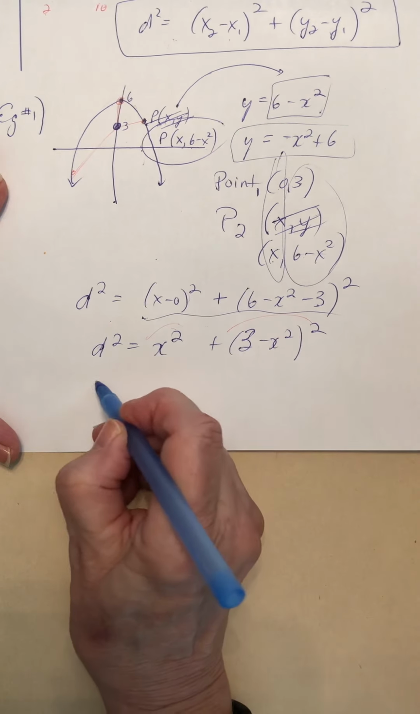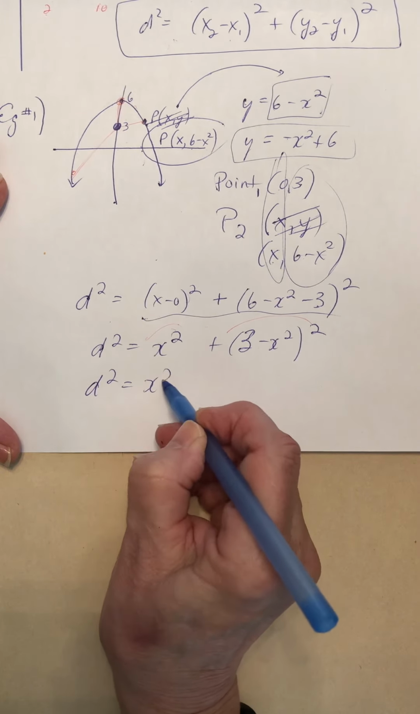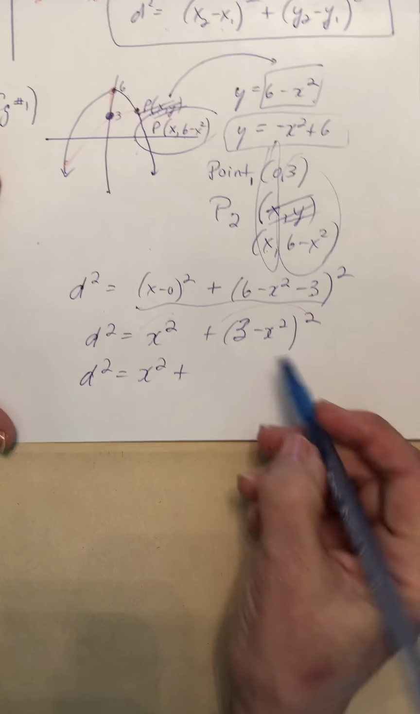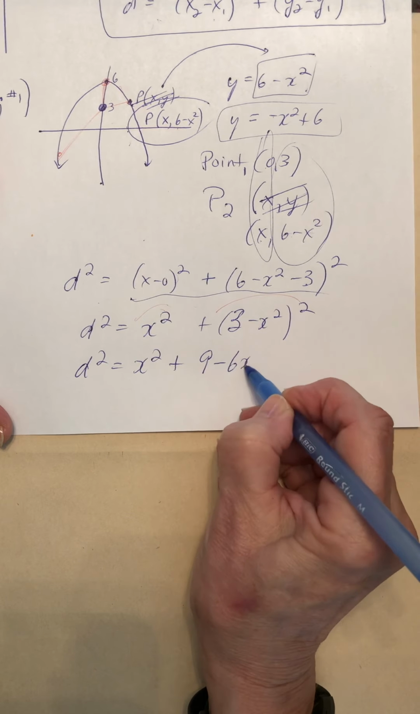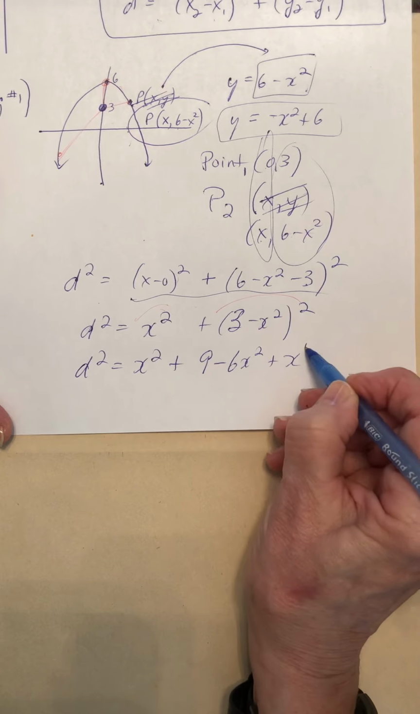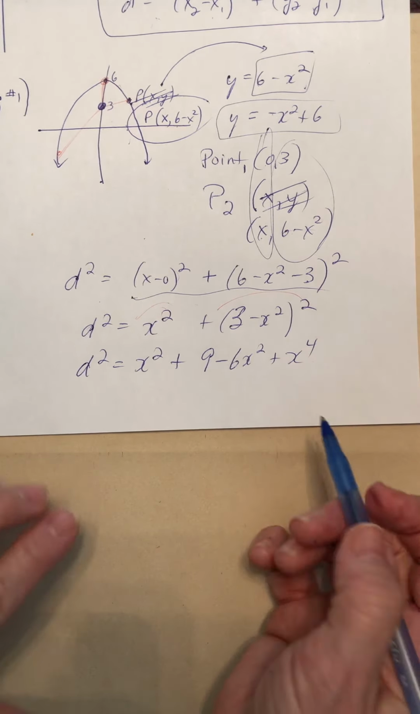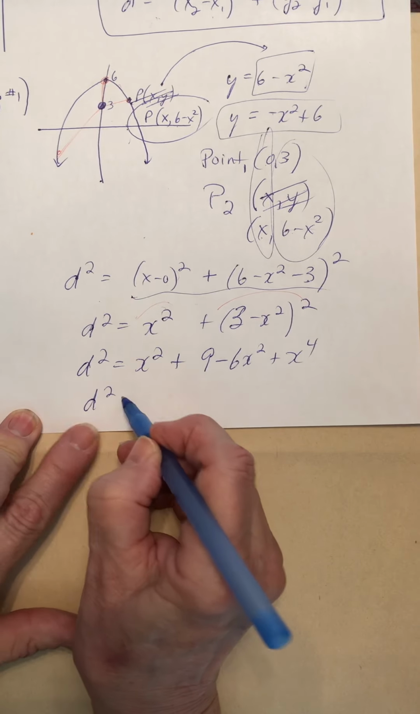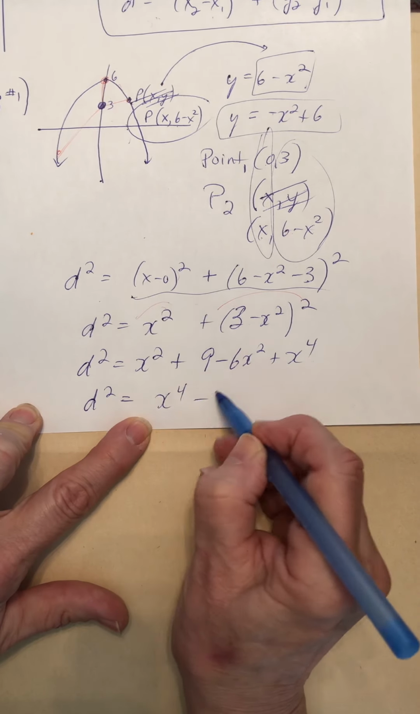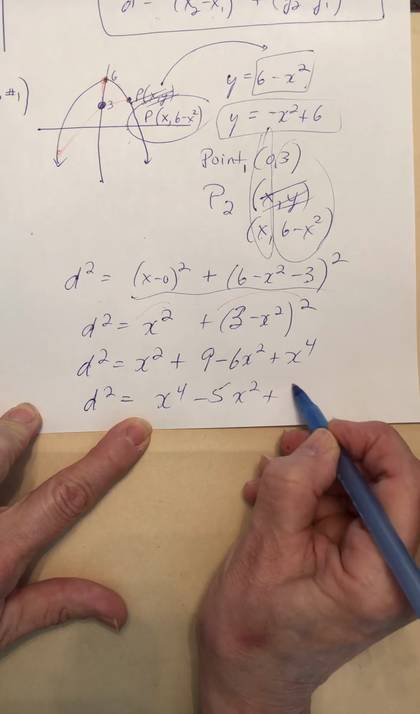So if I write everything out, I'm going to have my x squared plus, if I expand this, 9 minus 6x squared plus x to the 4th. Combine all my like terms. I'm going to rearrange them from highest degree to lowest degree. I will have x to the 4 minus 5x squared plus 9.